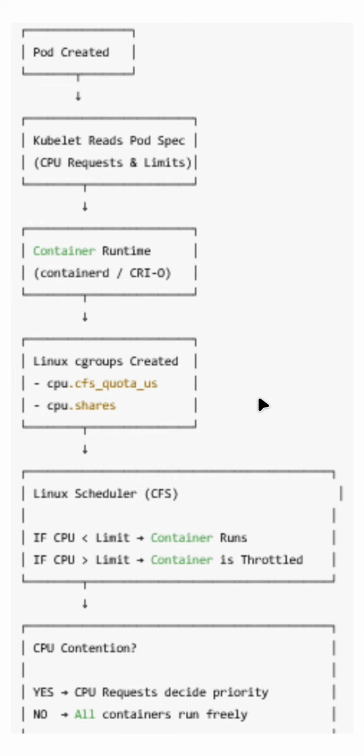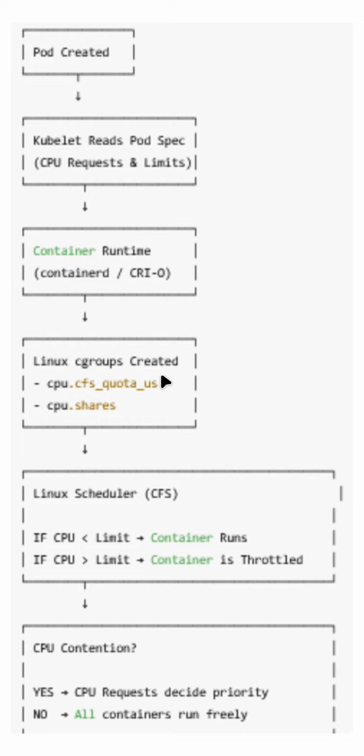Let's see how CPU request and limit work in a container. A pod is scheduled and then further the pod is created. Once the pod is created, the kubelet reads the pod spec where it finds the CPU request and limits. Once it finds the CPU request and limits, the information is passed to the container runtime, which is containerd or CRI-O, which is running on the worker node on which the pod is scheduled.